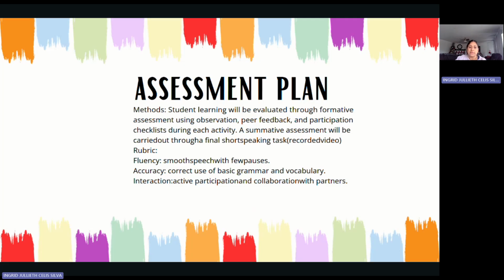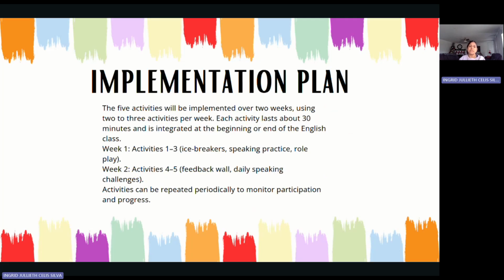Okay, fluency. The implementation plan: the five activities will be implemented over two weeks using two or three activities per week. Each activity lasts about 30 minutes and is integrated at the beginning or the end of the English class. For example, in week 1, activities 1, 2 and 3: icebreaker, speaking circles, role plays. In week 2, activities 4 and 5: feedback wall, daily speaking challenges. Activities can be repeated periodically to monitor participation and progress.